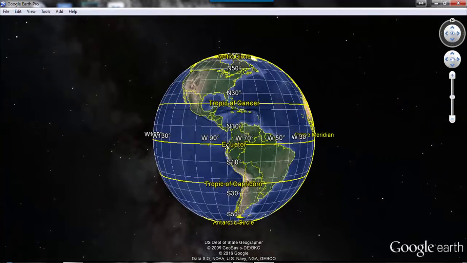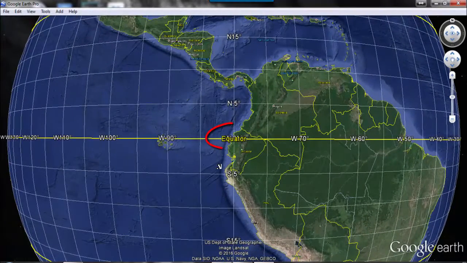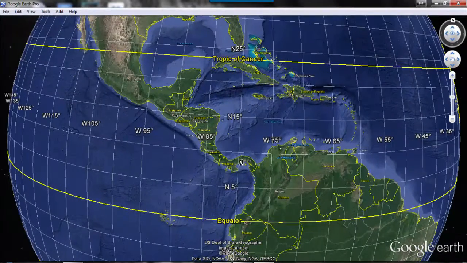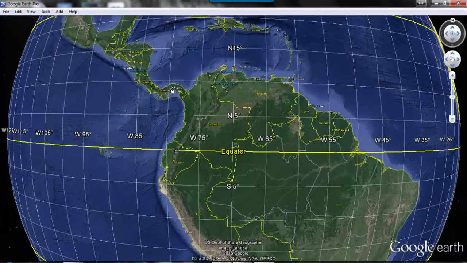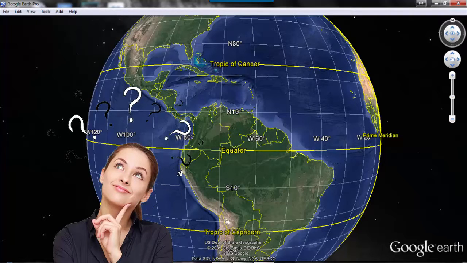The first important line we'll consider is the equator line. This line divides Earth into north and south. So as you can see, Guatemala is in the north, while countries such as Colombia, Brazil, and Ecuador have parts of their country on the north and part on the south. But what about the east and west division?